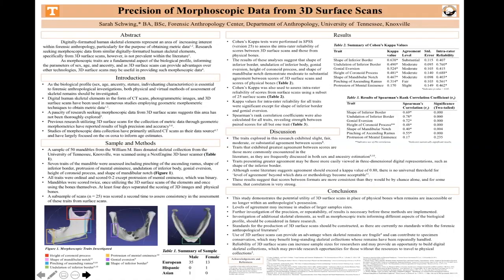So to test this method, I looked at a sample of 50 mandibles from the William M. Bass donated skeletal collection housed here at the University of Tennessee. I observed 7 different morphoscopic traits, and morphoscopic traits basically mean that we are eyeballing those traits and not measuring them with a specialized ruler or measuring device. Rather, I'm scoring these various traits that you can see down here in figure 1 using my eyes and a guide of illustrations.